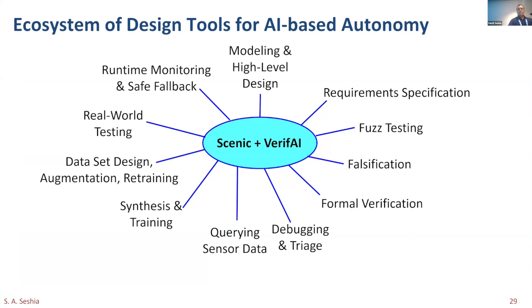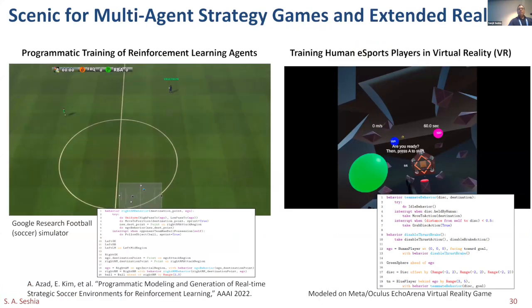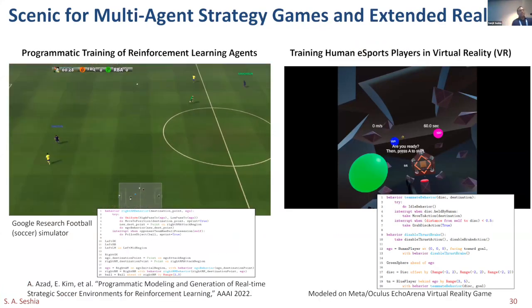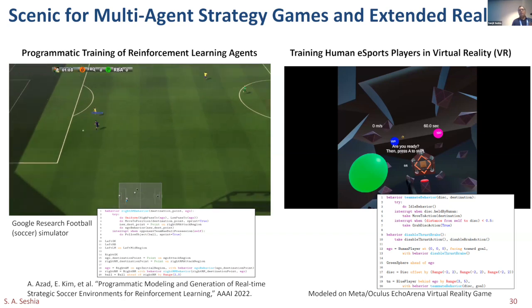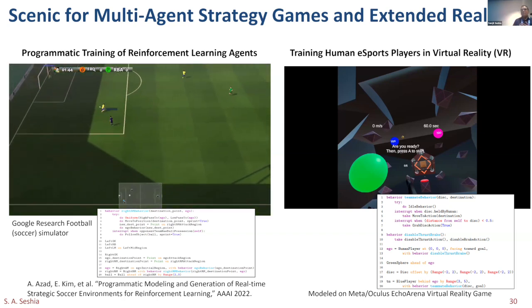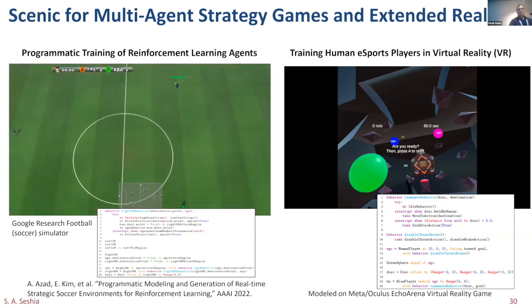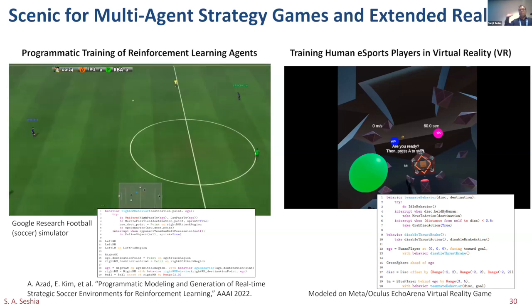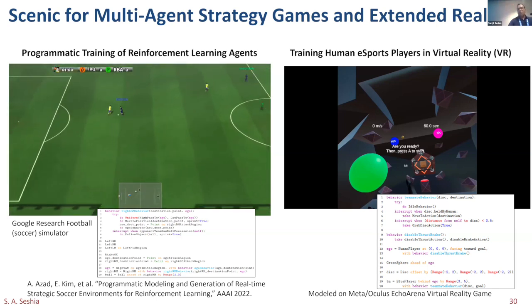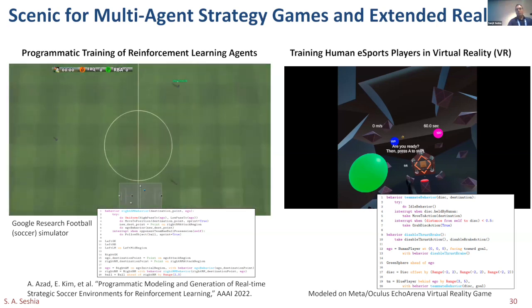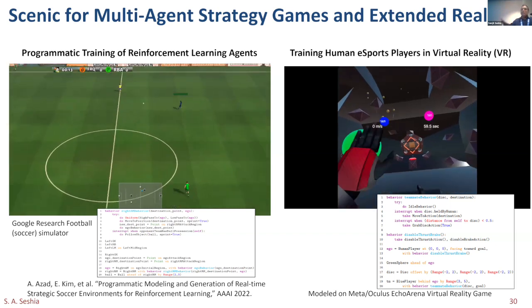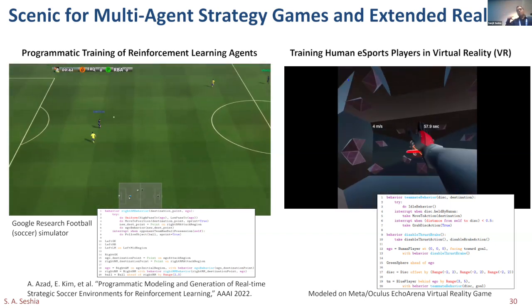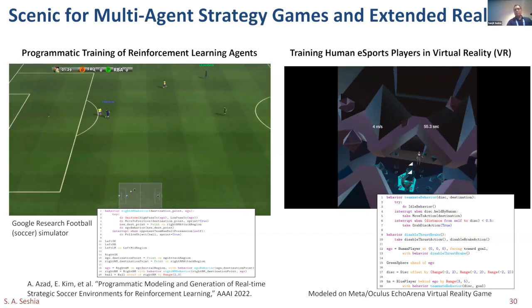I won't go through all of these details here. I'll mention two other applications that Edward Kim will talk about: the multi-agent games, as exemplified by the soccer example, where we can model these sorts of different player strategies and scenarios using SCENIC. And then also modeling the world for virtual and augmented reality, also using SCENIC.